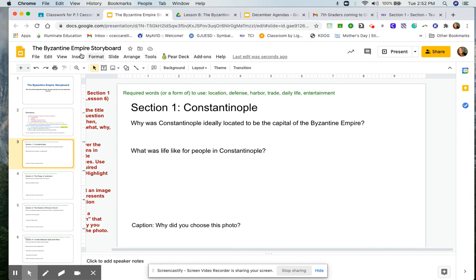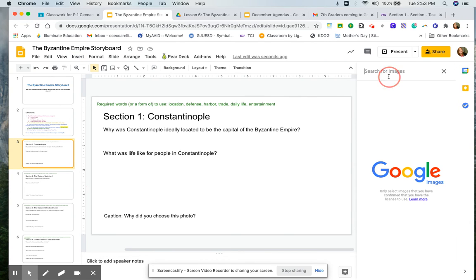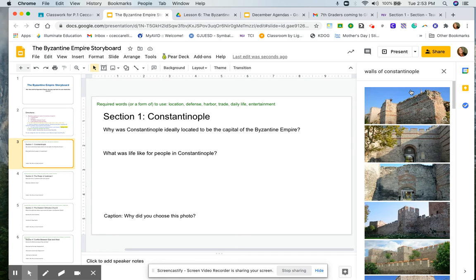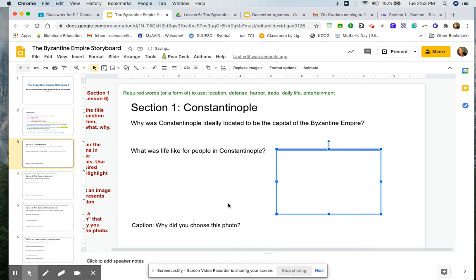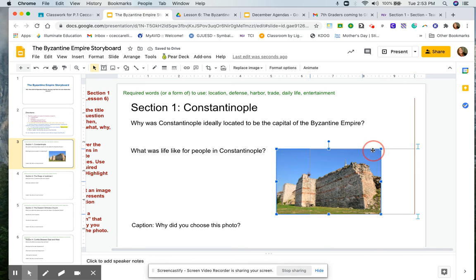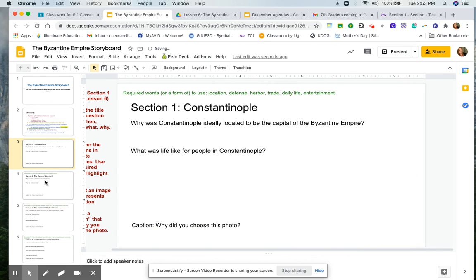So on your slide, you're going to go to Insert, image, search the web. Perhaps I want to look for the walls of Constantinople because I know that they help protect the city. I'm going to pick which one I want to insert. I'm going to make sure that I'm not covering up any of my writing, probably in this middle area. And then I'm going to write a caption in this box that explains why I chose the picture that I did. I chose the picture of the walls because blah, blah, blah, blah. Fill it in, okay?